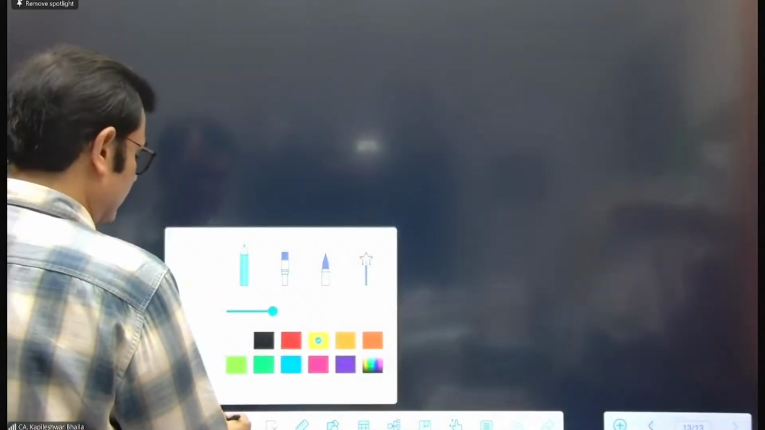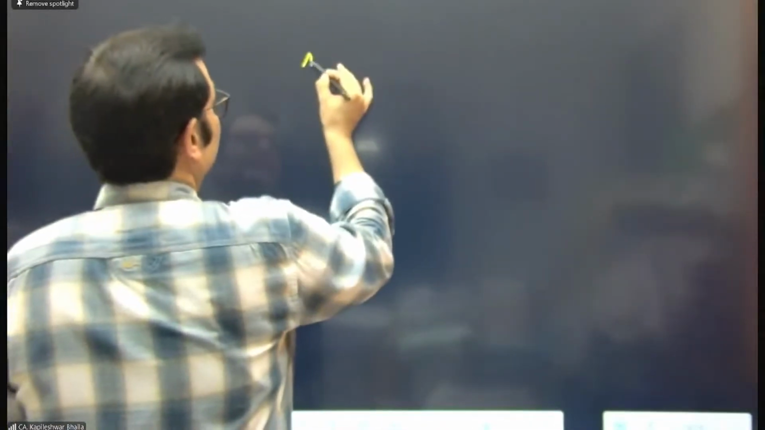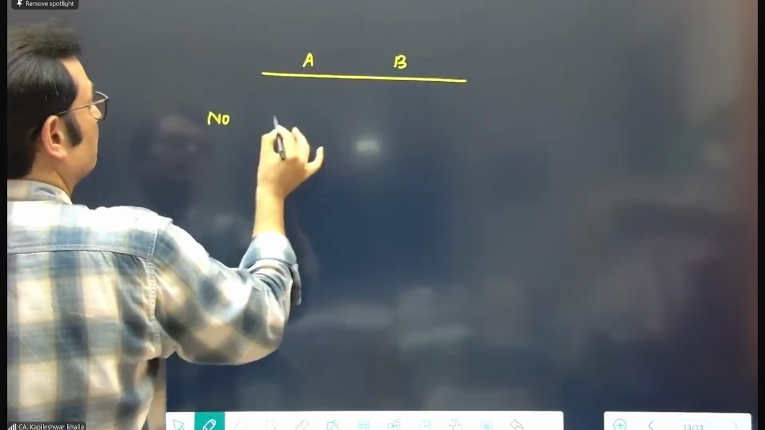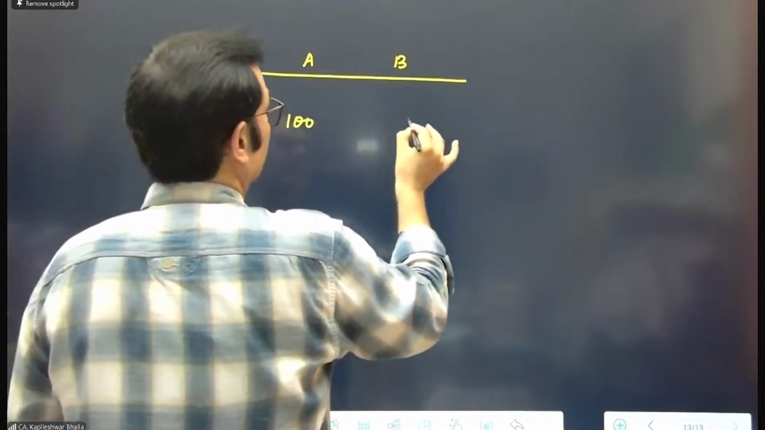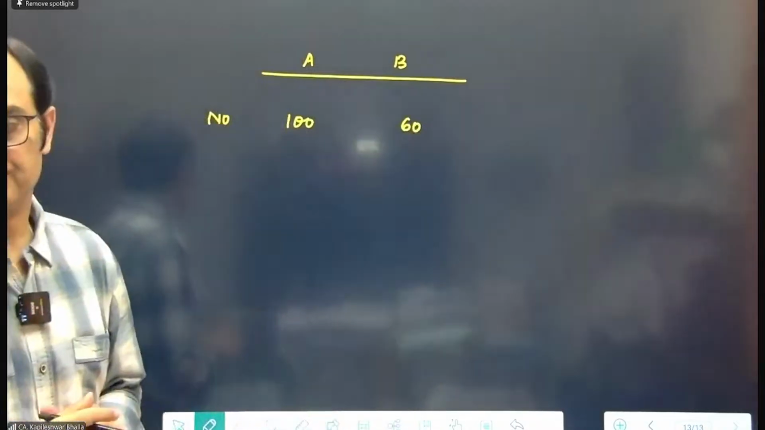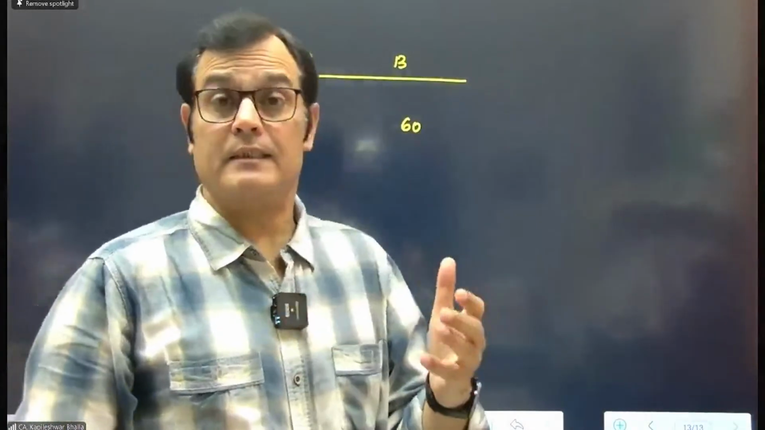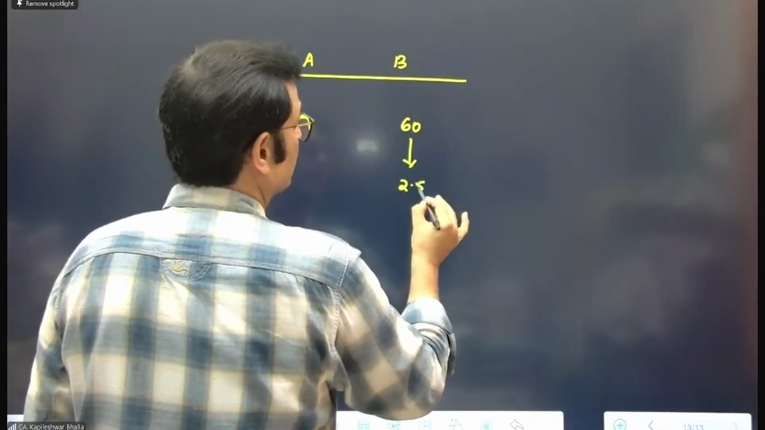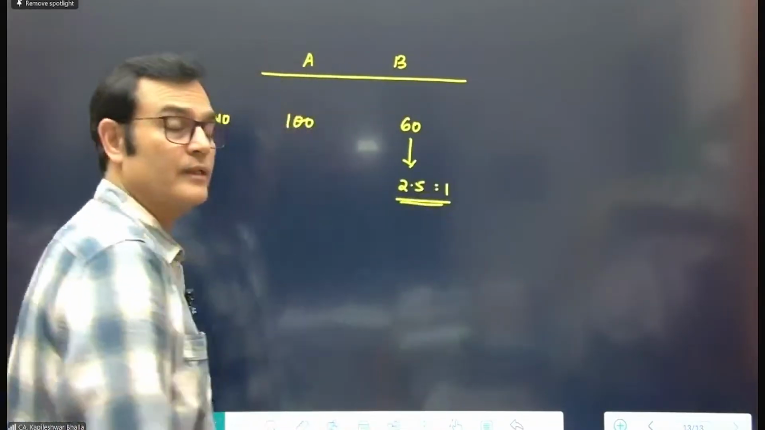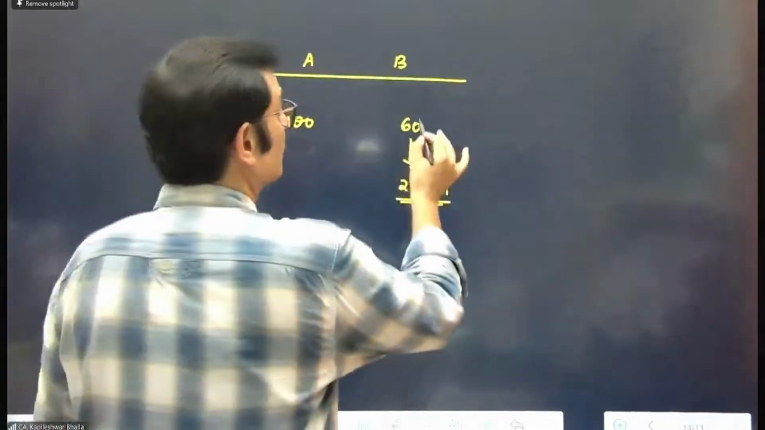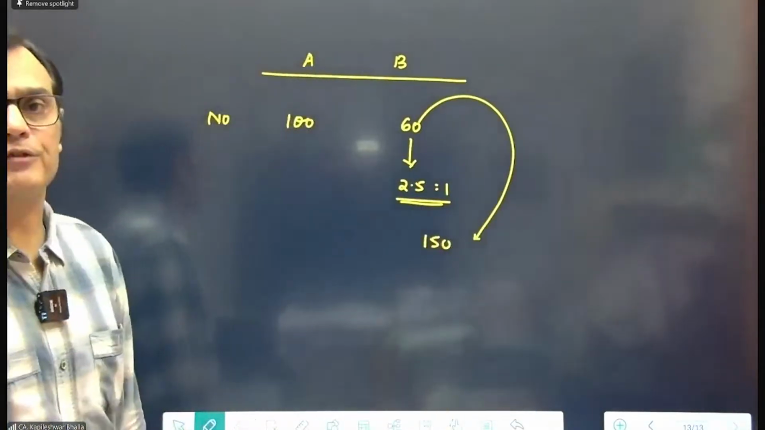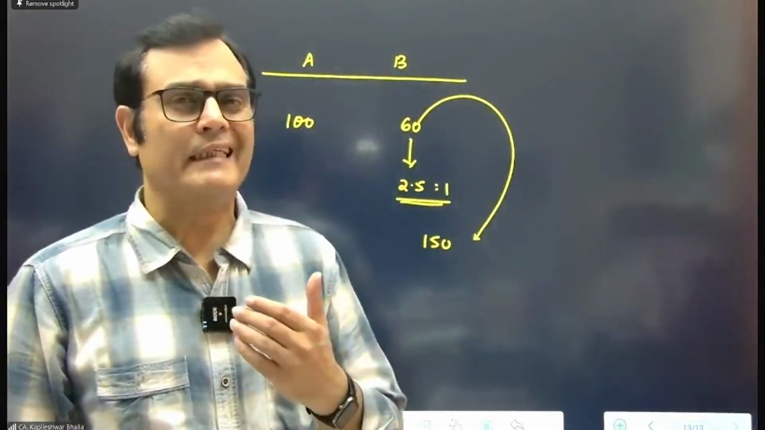Just to take you back on the same point, let's say there is a company A and a company B. The number of shares of company A is 100 and the number of shares of company B is 60. Now A tells the shareholders of B that I will get a control over your company. So he tells them, I'll give you 2.5 shares for every one share held. So A is telling the shareholders of B that I will give you 150 shares against 60 shares of your company. Now look at the intention.